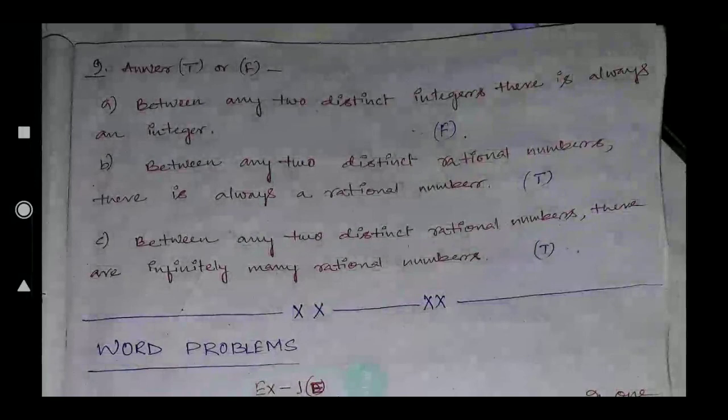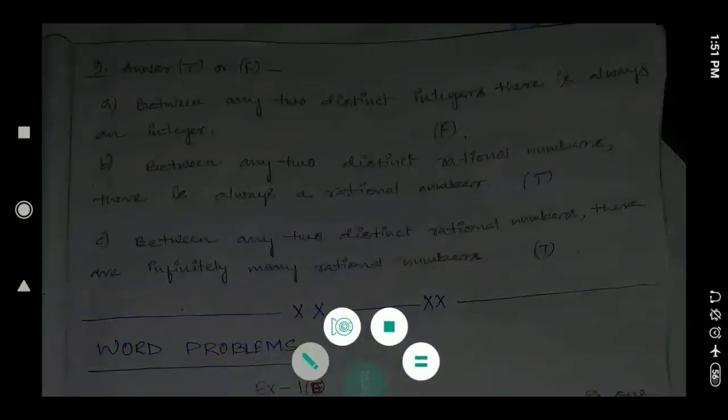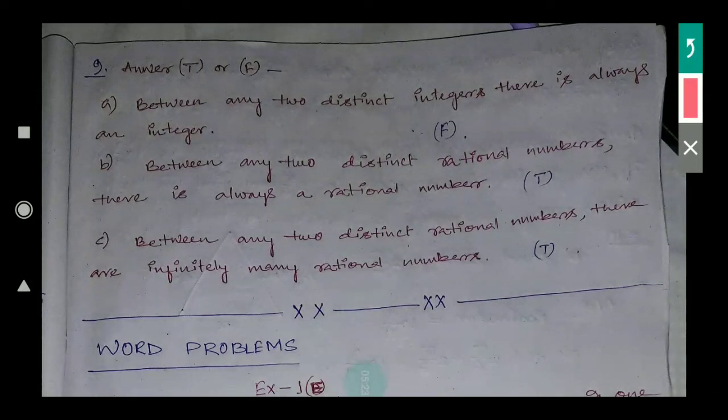Now see question number 9. True or false? Between any two distinct integers there is always an integer. Is it true? See here, between any two distinct integers, if I write 1 and 2, these two are also integers. In between them, is any integer there? That means any whole number is there in between them? No, in between them no integer, nothing is there.